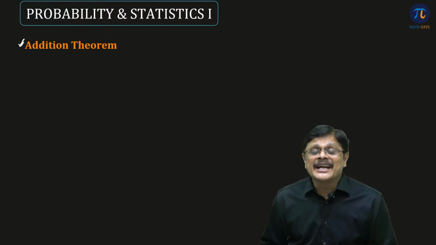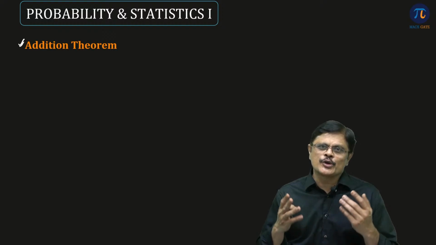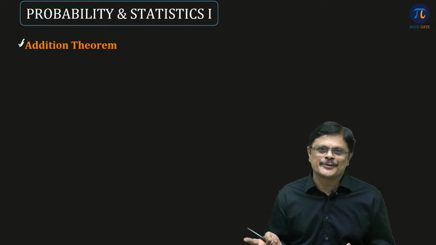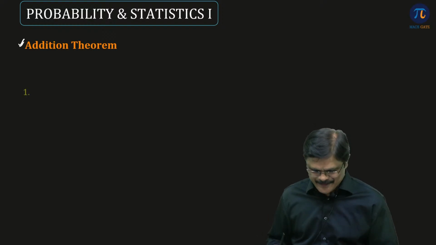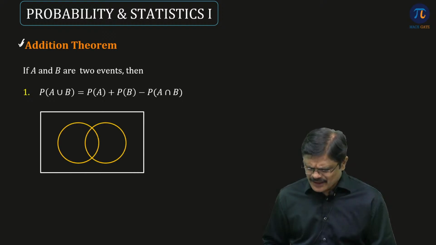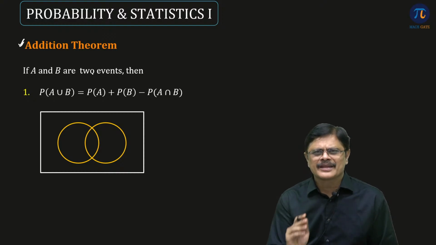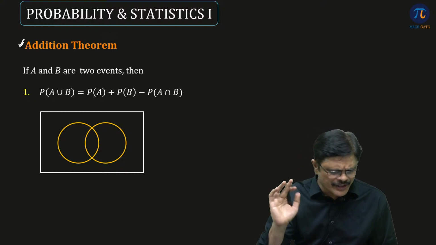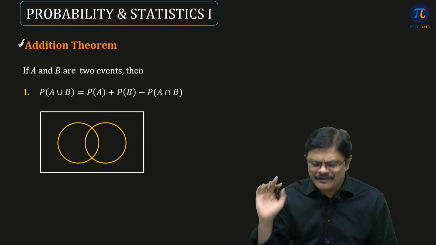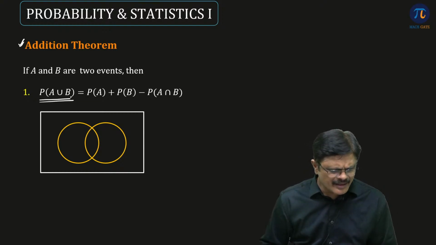We are going to use this addition theorem when the events are joint events, that is, they have some elements in common. Of course, you can use this theorem when events are disjoint also. It is also applicable for that. We will understand that. There is some problem with the animation. If A and B are two events, any events, it's not necessary that they are joint or disjoint events, sir. If A and B are any two events, then probability of A union B, are you able to hear?